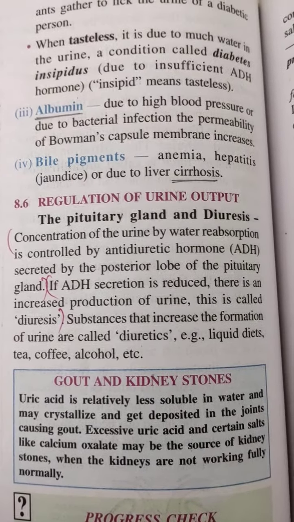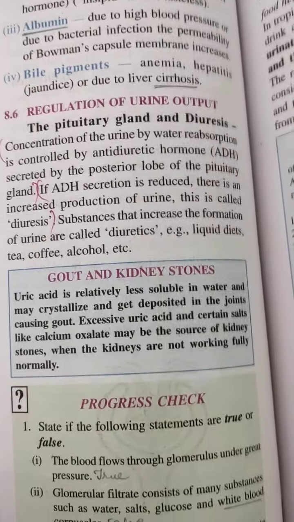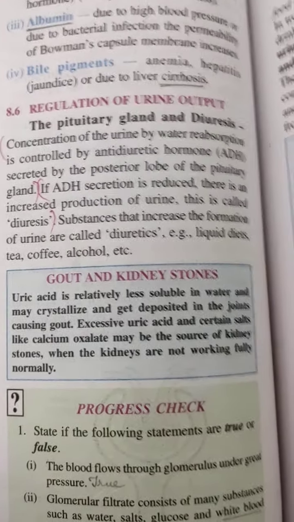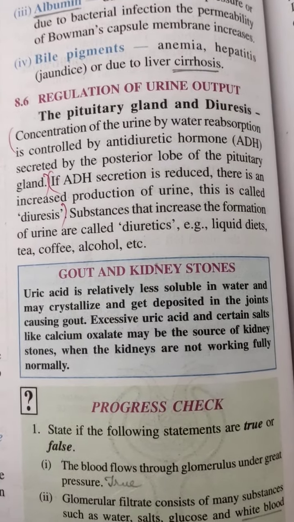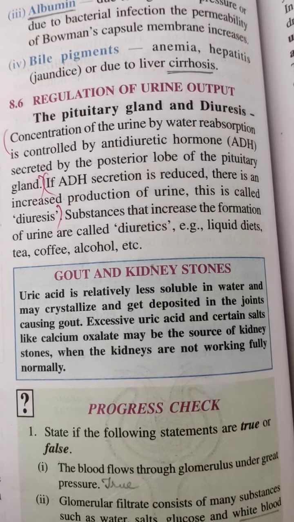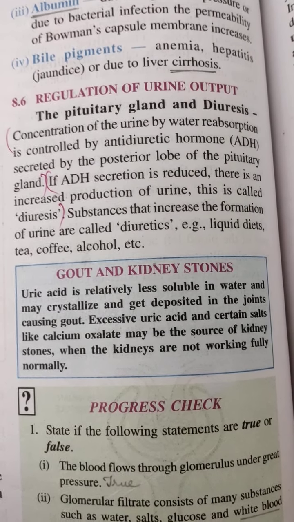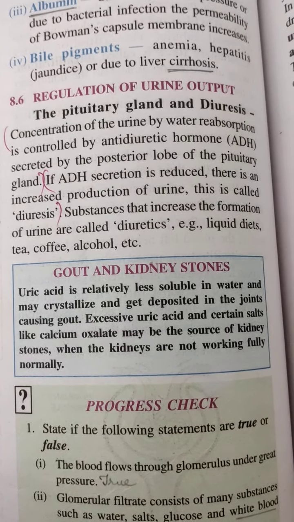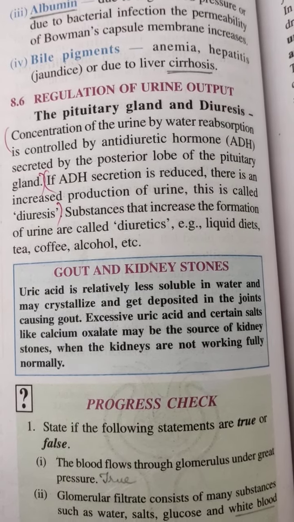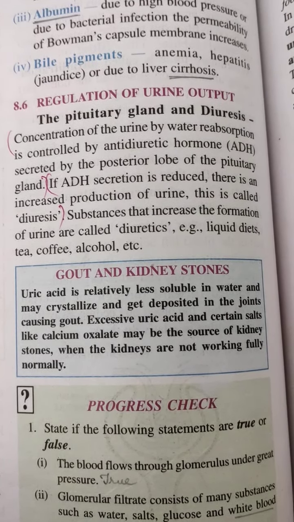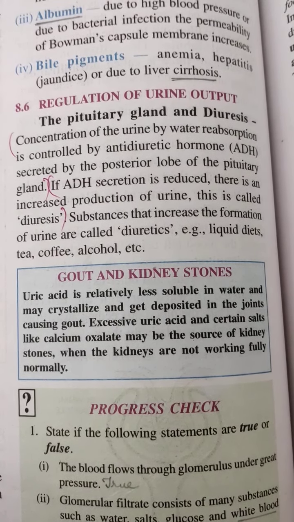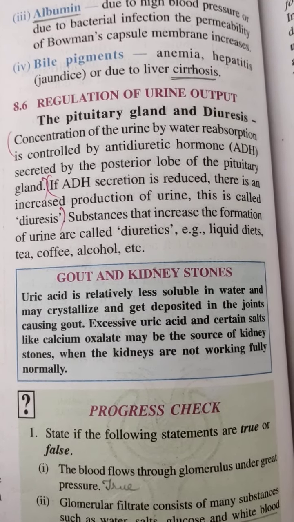Now, regarding the regulation of urine output, the pituitary gland is very important in this case. Concentration of the urine by water reabsorption is controlled by antidiuretic hormone secreted by the posterior lobe of the pituitary gland. This we have read in our endocrine system. And if this ADH secretion is reduced, there is an increased production of urine, and this is called diuresis.